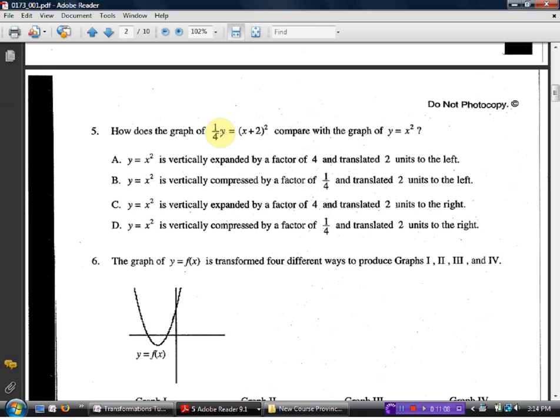Expansion by 4. So already I would cross out B, and I would cross out D. X plus 2 means what? 2 left. So the correct answer, expand by 4, 2 left, the answer would be A.